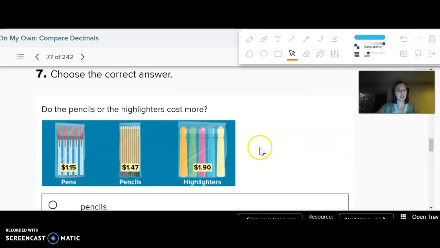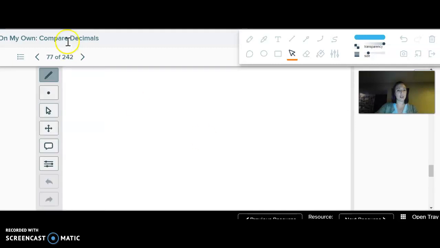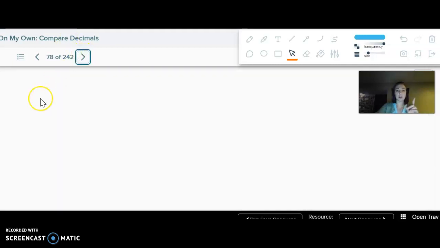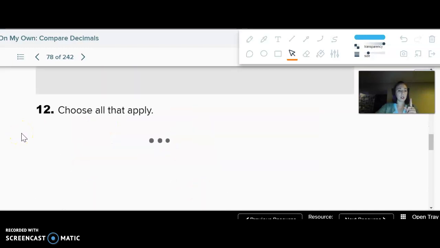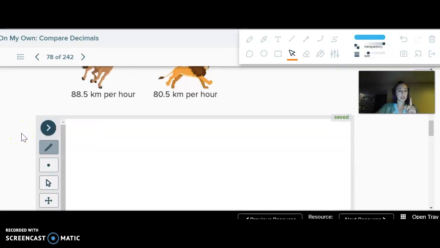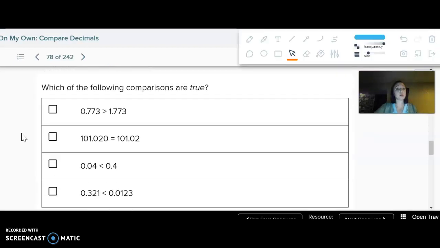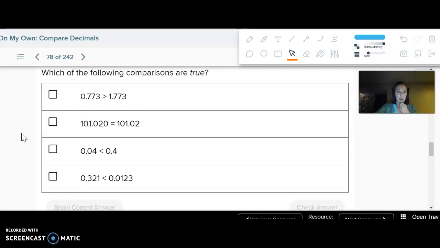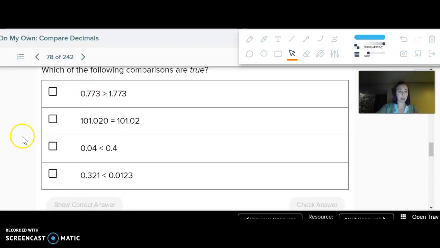All right, I'm going to keep scrolling. I'm going to go to the next page because there's one that had a bunch of statements. So, if we said, oops, here we go. Which of the following comparisons are true? Choose all that apply. All right. Now I have to sort of check them each out. I can't just find one and say, well, that must be right, because it says choose all that apply, which could be more than one.